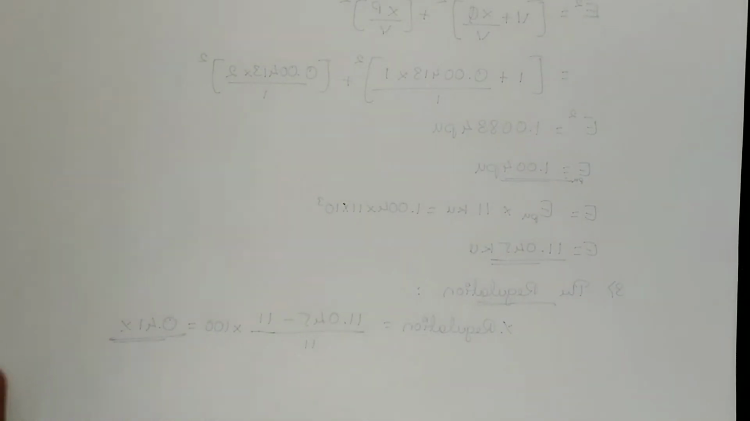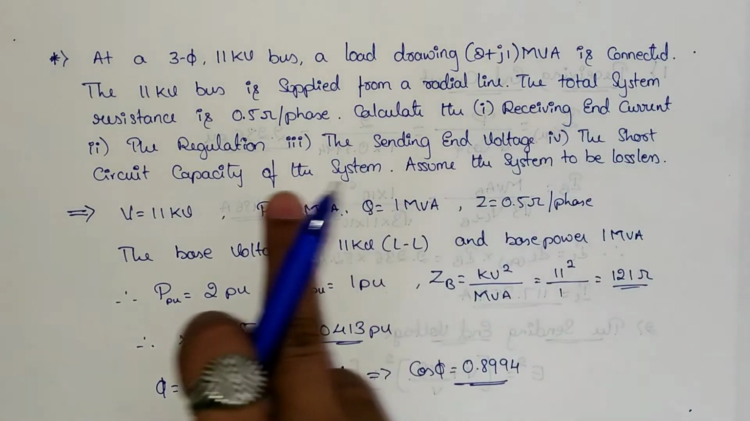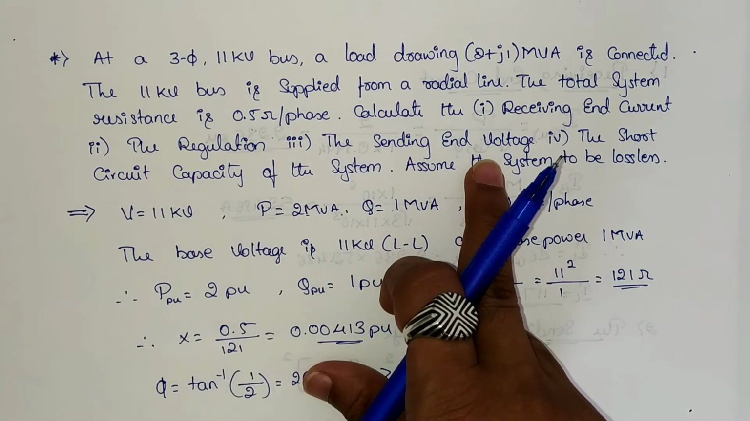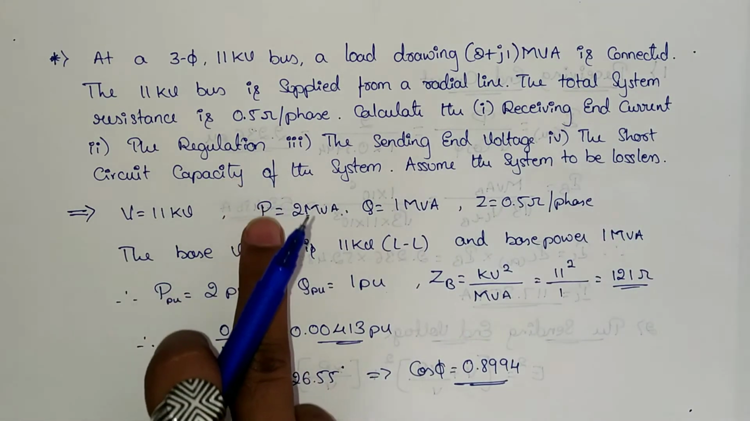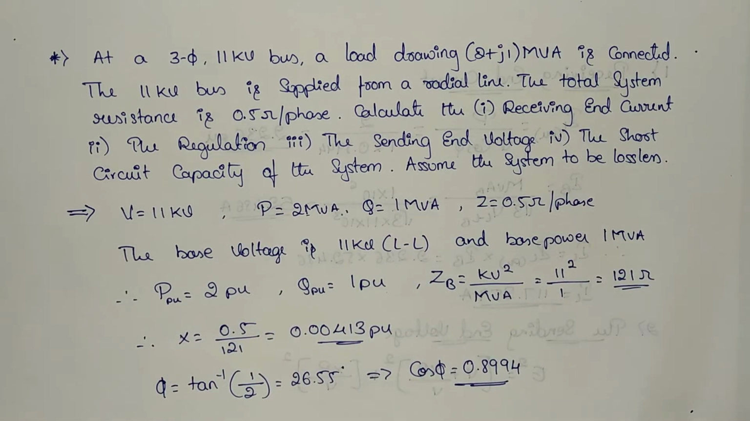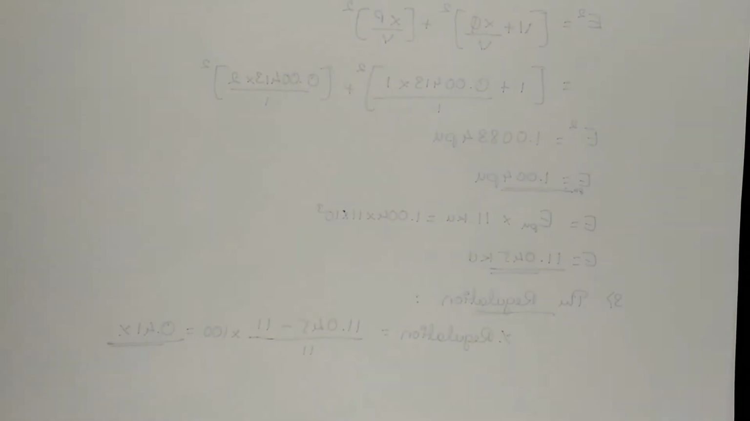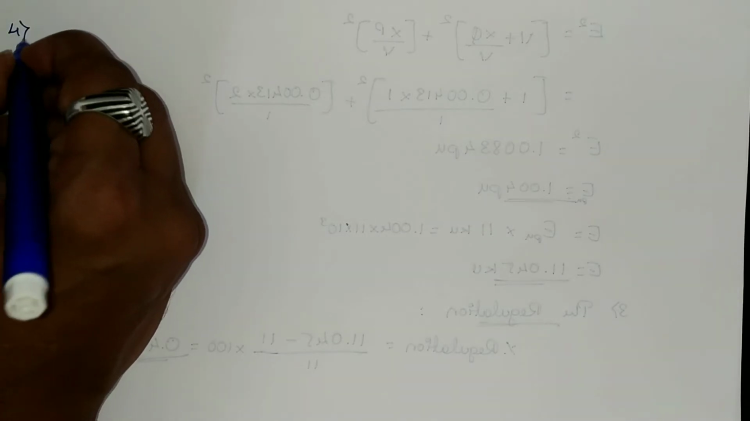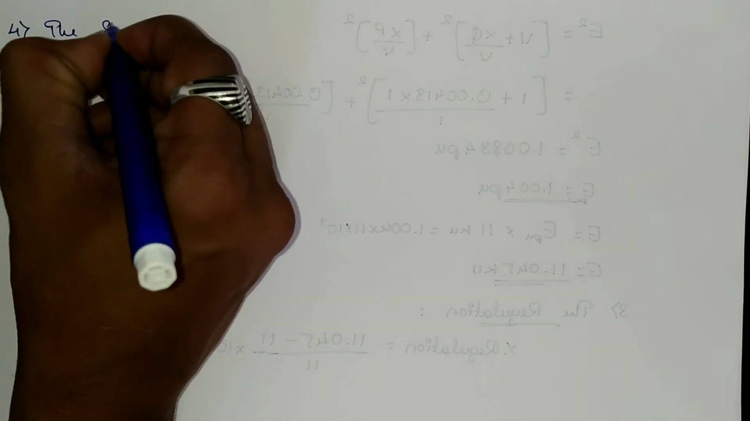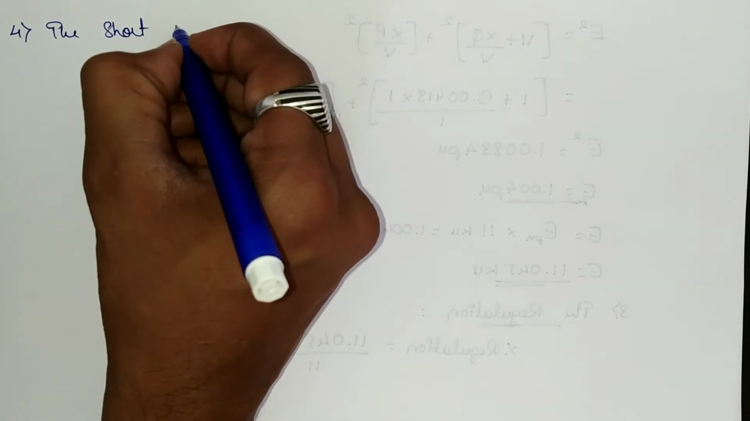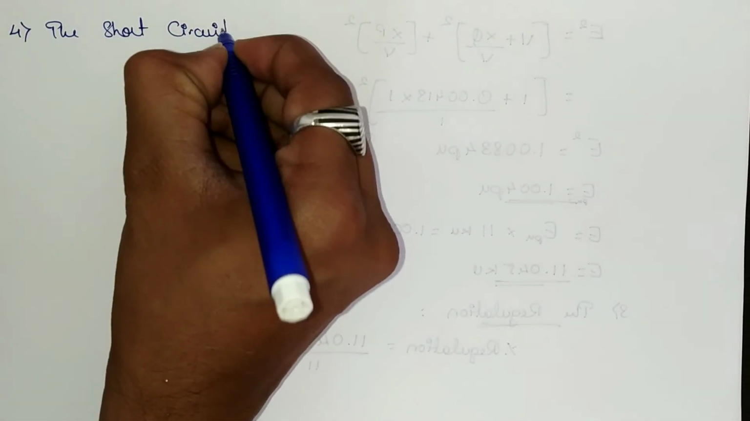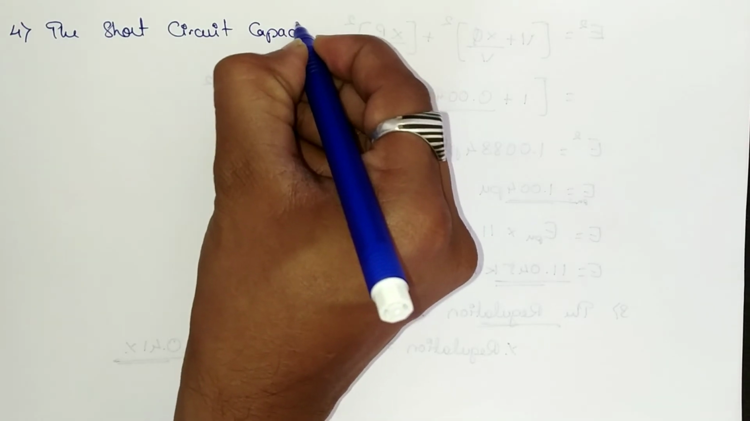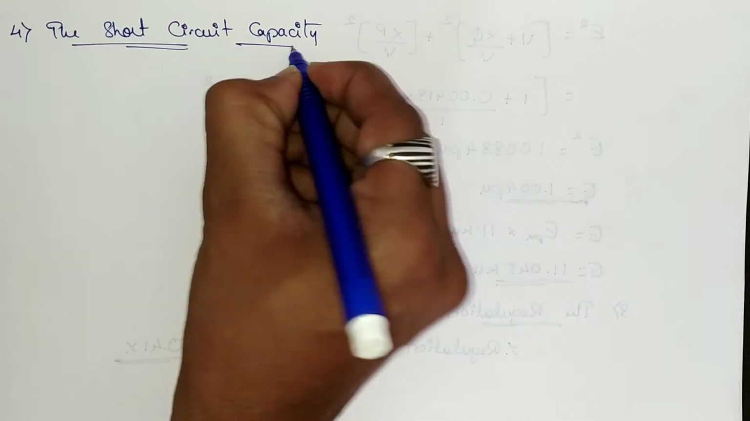And now lastly we are going to identify the question we are having. We have calculated the receiving end current, the regulation and the sending end voltage. Now we need to find the short circuit capacity of the system. So lastly we are going to identify the short circuit capacity.